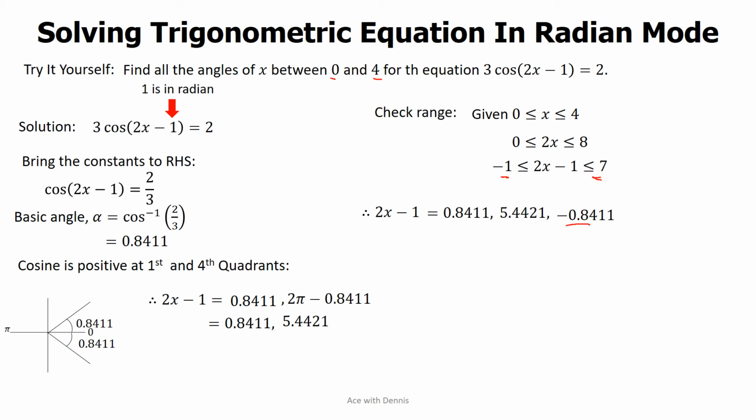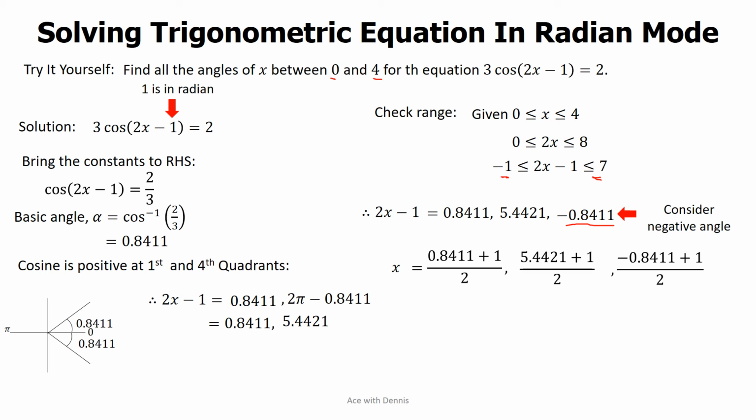Negative 0.8411 is still within the range, so consider the negative angle here. Now we make x the subject. The first angle will be 0.8411 plus 1, divided by 2. Second angle, 5.4421 plus 1, divided by 2. And the third angle, negative 0.8411 plus 1, divided by 2. Then we get the answers 0.921, 3.22, and 0.0785. So this is the answer for this example.